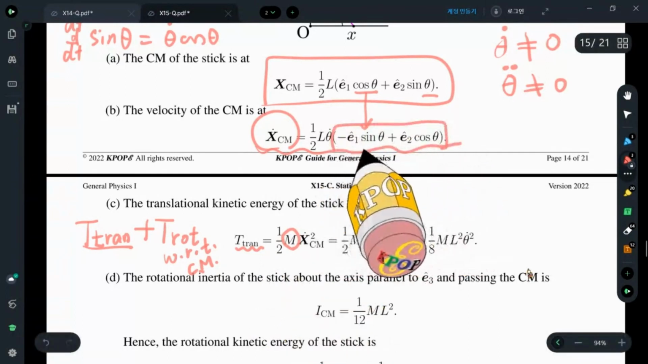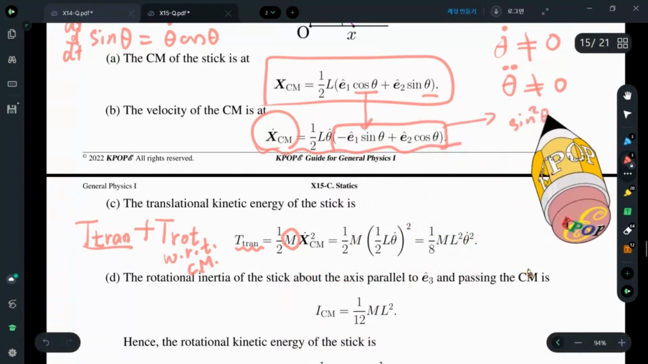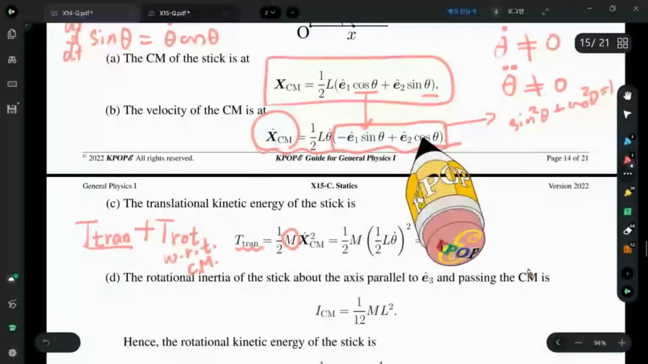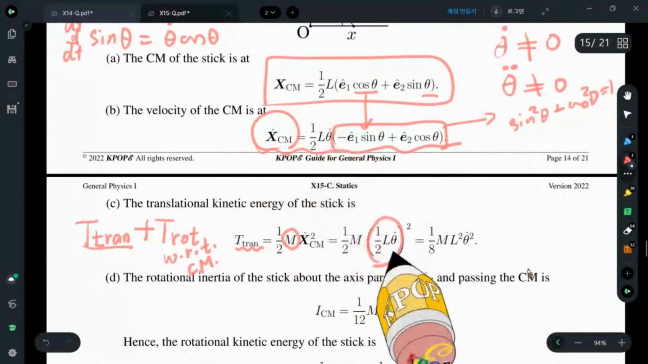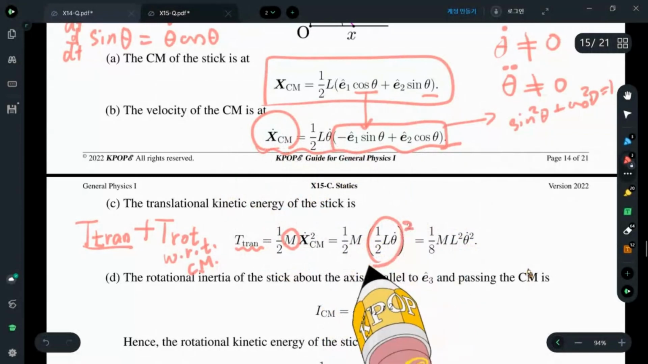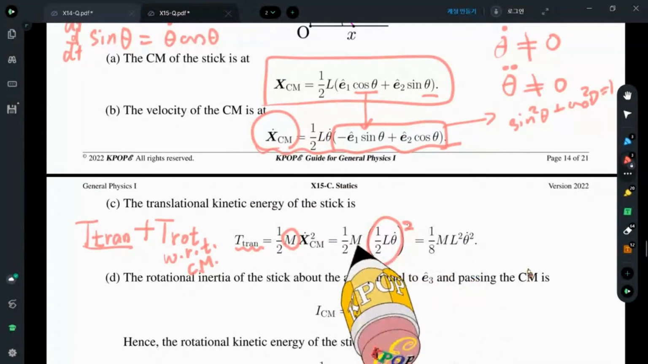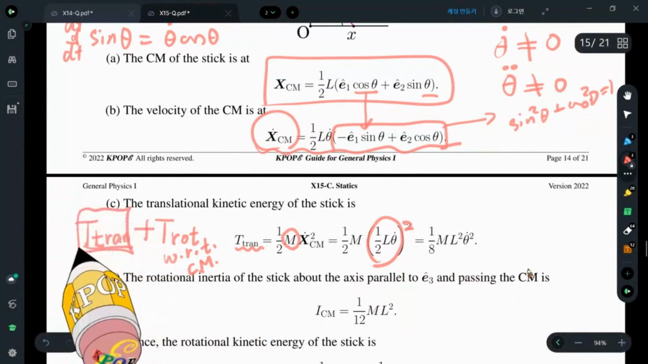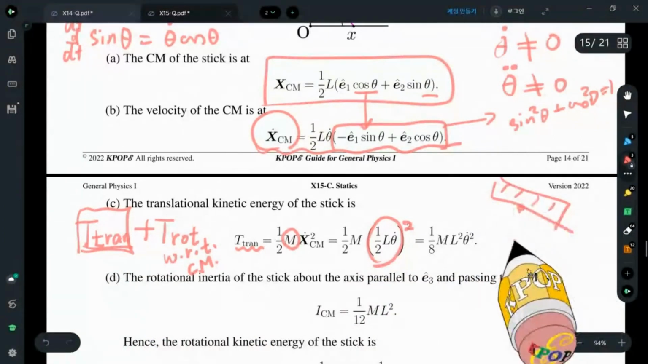This is a unit vector, sine squared theta plus cosine squared theta. Of course, this is a unit vector. So the square of this is just 1/2 L theta dot, all squared. If we expand, it is just 1/8 of M L squared theta dot squared. That is the translational kinetic energy. All of the mass contribution is concentrated at the center of mass.